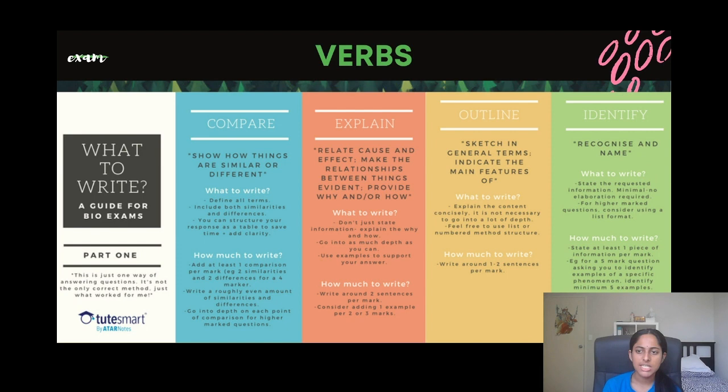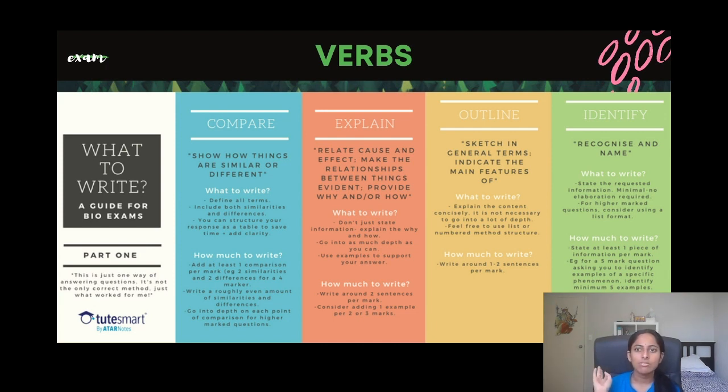That's pretty much just recognizing it and naming it. That's it. So for example, identify this organelle. If they give you a picture of a nucleus, then you write down nucleus. So it's pretty straightforward, typically only one mark or two marks maximum.